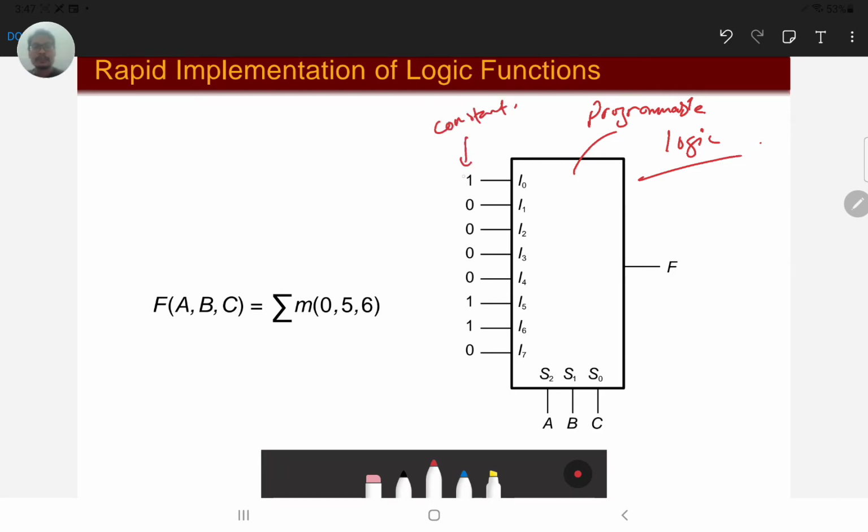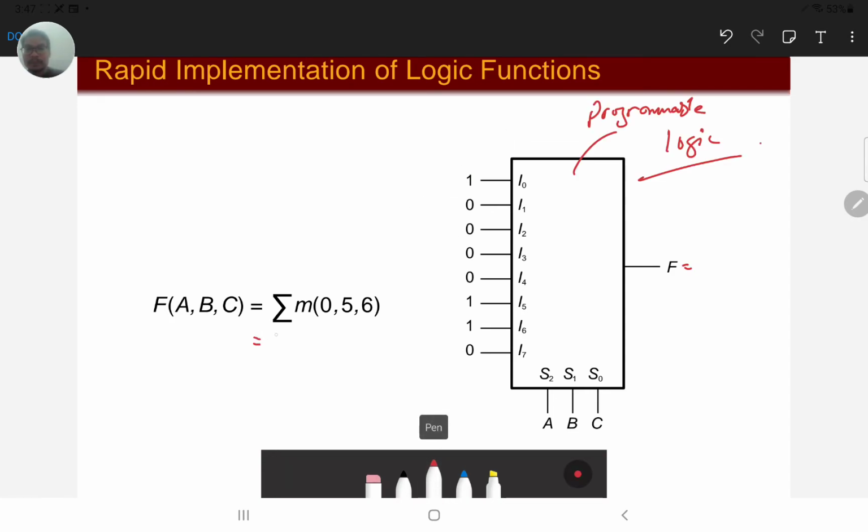Here is a constant VDD, which is the voltage supply. This is ground. We can supply a VDD or a ground value to the input of the multiplexer, and straight away we are going to get our F function. So let's have a look at how this works.